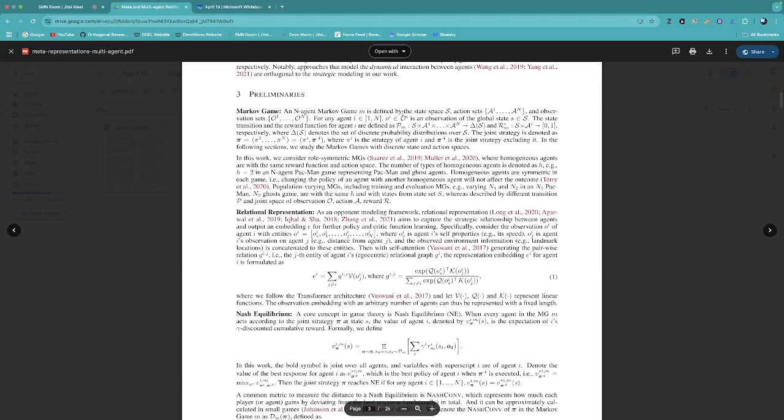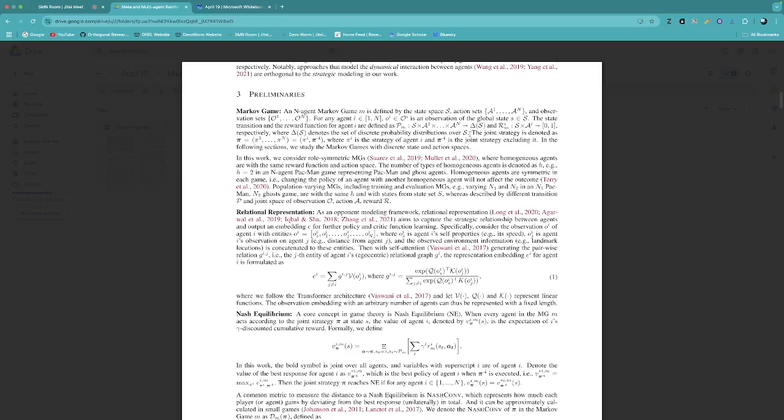An N-agent Markov game, M, is defined by the state space S, action sets A1 through AN, and observation sets O1 through ON. So we have observations, we have actions, and those are two sets that operate in a state space. For any agent i in 1 to N, o_i in O_i is an observation of the global state S. The state transition and reward function for agent i are defined in this term, mapping to the interval from 0 to 1, respectively, where delta S denotes the set of discrete probability distributions over S.